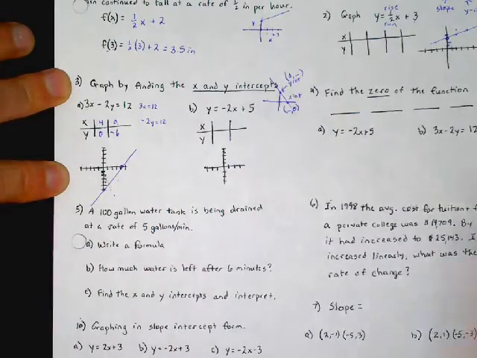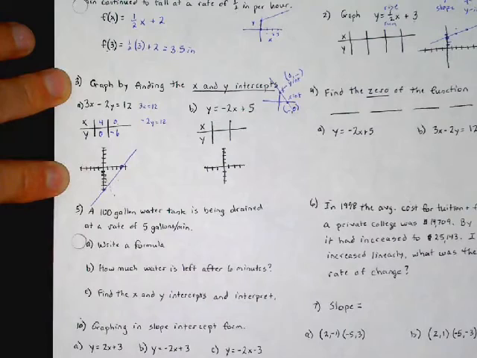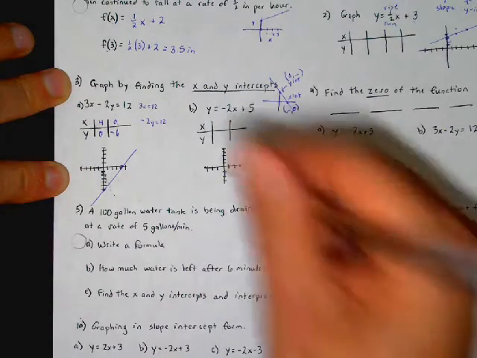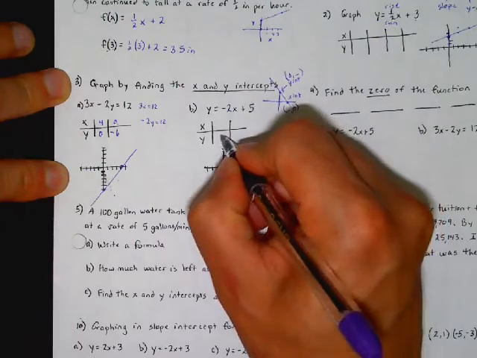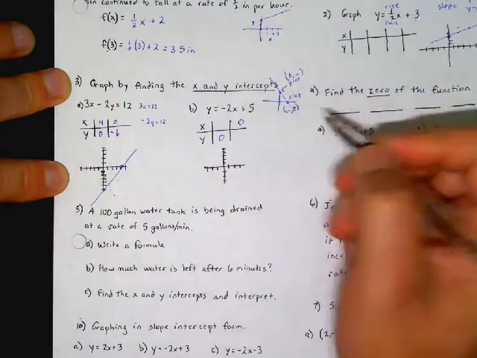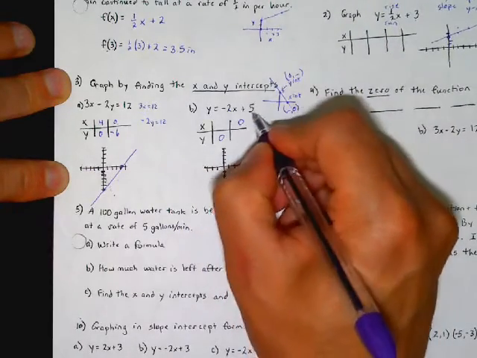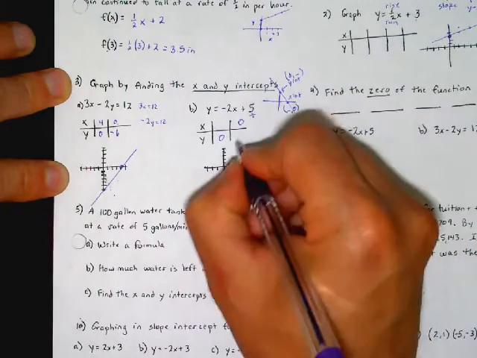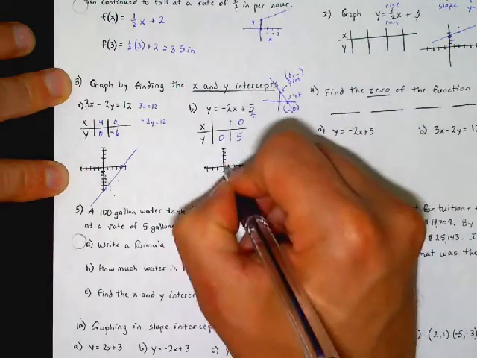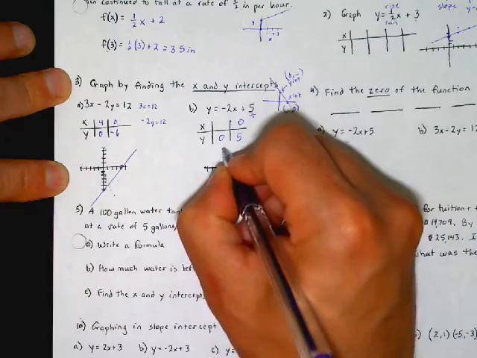Give this one a try, pause the video. Okay, so you're back. Remember the x-intercept and the y-intercept. I know the y-intercept already because that's at 5, right? So 1, 2, 3, 4, 5. So we know that's the y-intercept there.